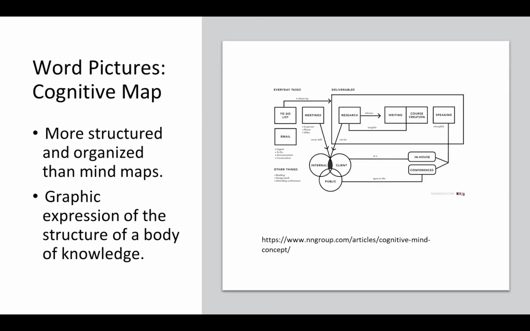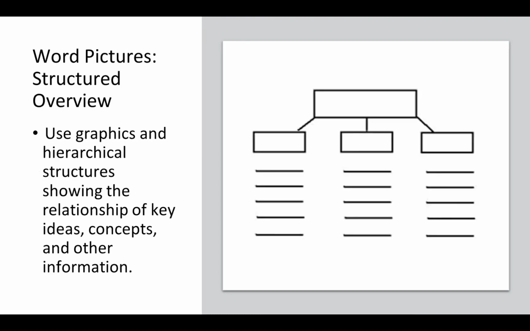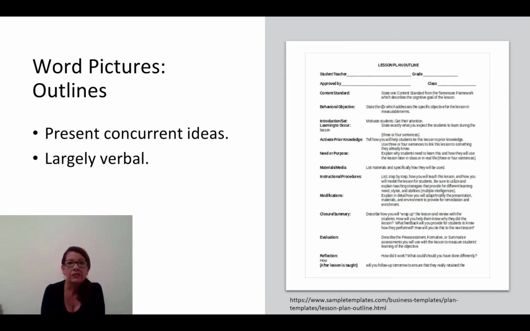Cognitive maps are more structured and organized than mind maps. They provide a graphic expression of the structure of a body of knowledge. Structured overviews use graphics and hierarchical structures showing the relationship of key ideas, concepts, and other information. Outlines are used in presenting concurrent ideas and are largely verbal.